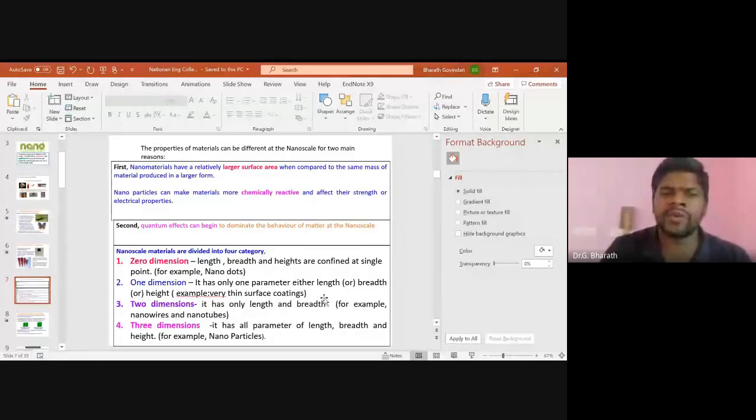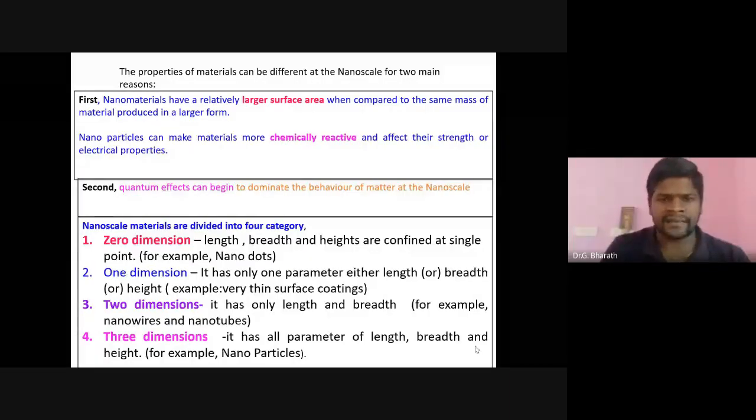And then the second thing is the quantum size effect. These two things are involved in the size effect. So these two things alone make nanomaterials superior to bulk material. The nanoscale materials are divided into 4 categories.